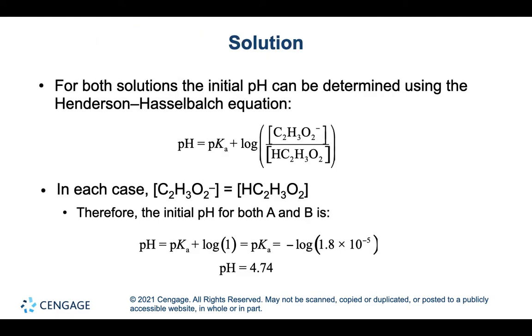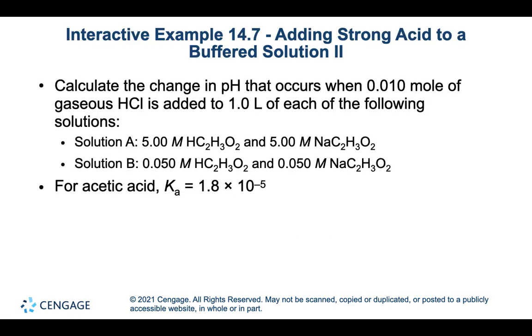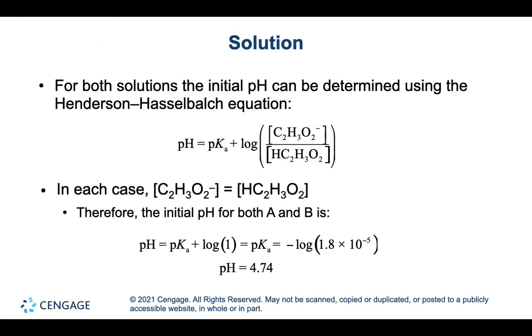So the Henderson-Hasselbalch equation will say pH equals pKa plus log of acetate concentration over acetic acid concentration. Now in both A and B, the molarity of acetic acid and the molarity of acetate are equal, 5 and 5 and 0.05 and 0.05. And so we're looking at the log of a ratio where the top and bottom are equal. When the top and bottom of a ratio are equal, it's 1. And so the log of 1 is 0.